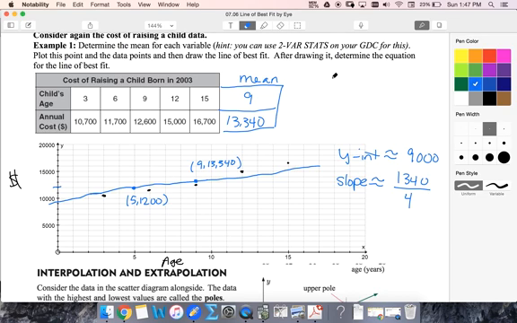After we draw it, we can determine our line of best fit. So remember the equation of a line is slope times x plus b, which is the y-intercept. So my line of best fit is 1340 divided by 4 x, because that was my slope, rise over run, plus my y-intercept of 9,000. All right, so that's how we would determine it by hand.